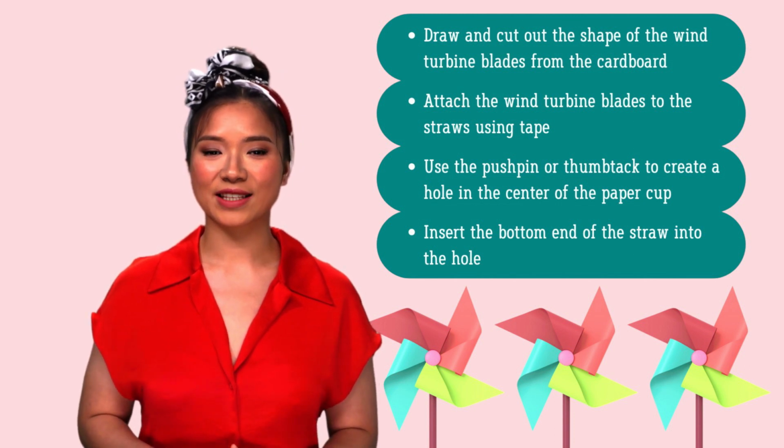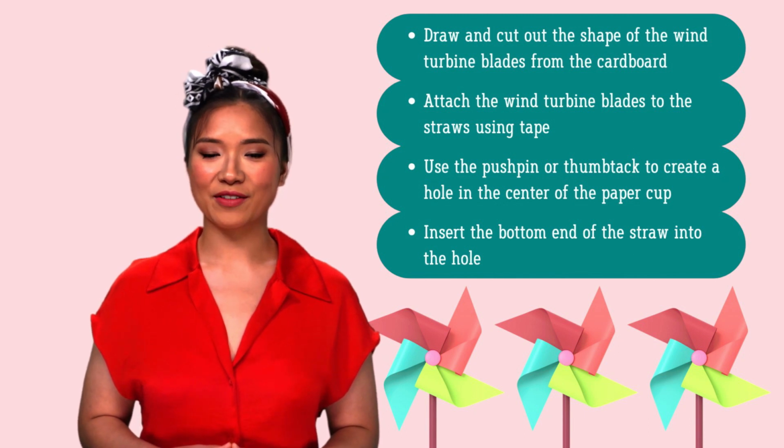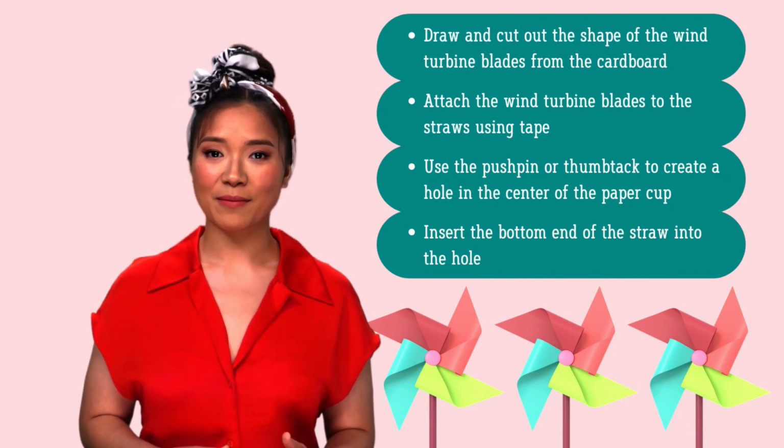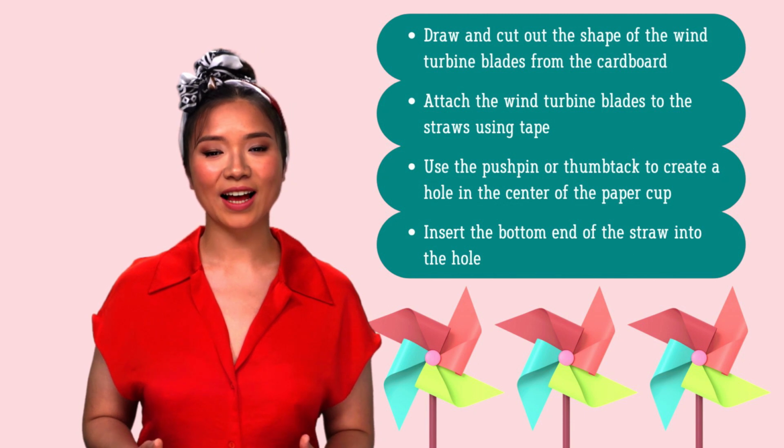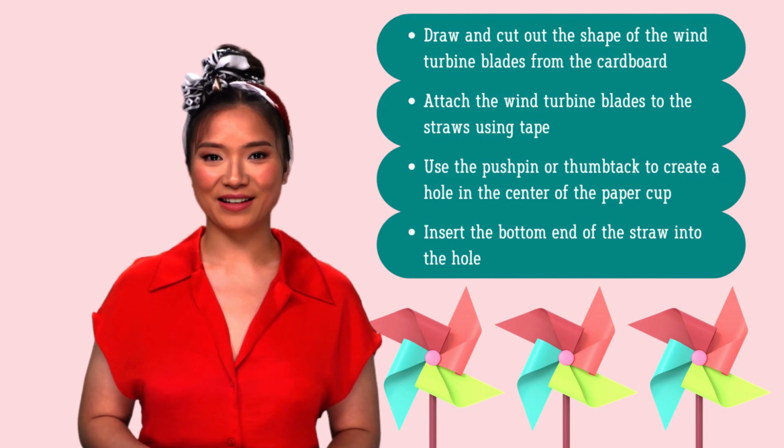Third step. Use the pushpin or thumbtack to create a hole in the center of the paper cup. Insert the bottom end of the straw into the hole, allowing the blades to extend above the cup. Fourth step, secure the straw in place using tape to ensure that the wind turbine structure remains stable.